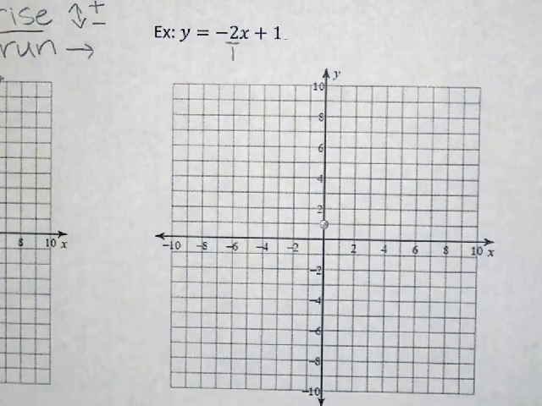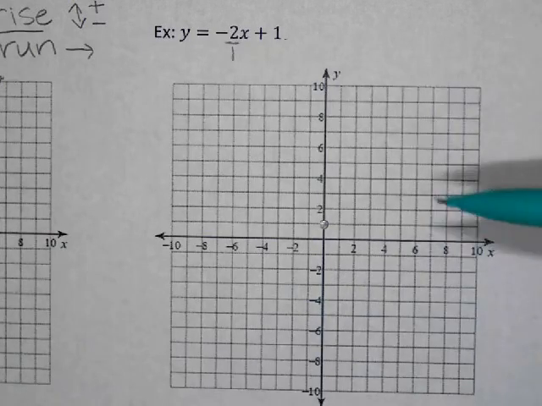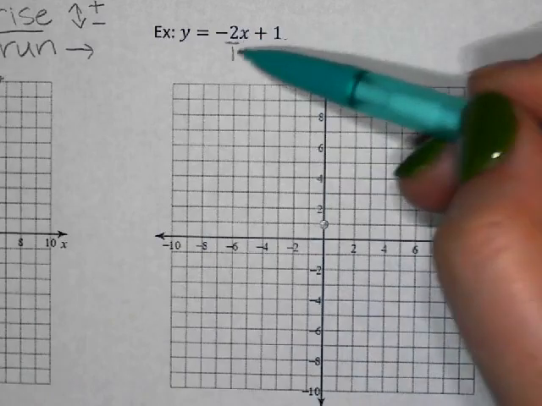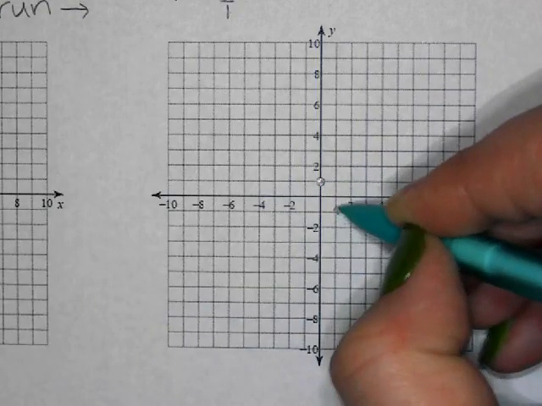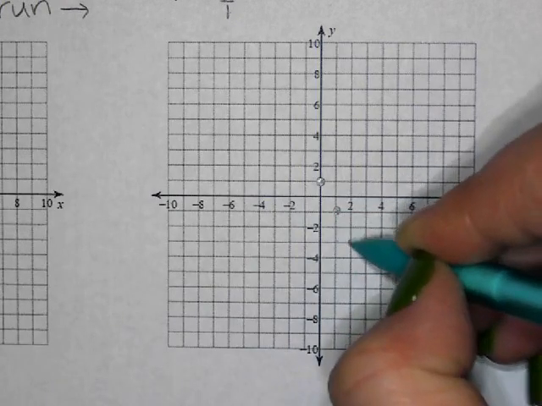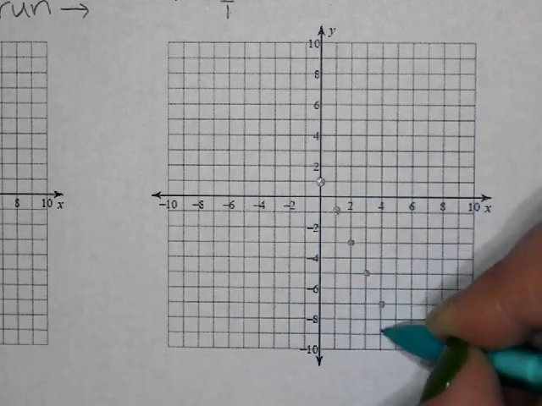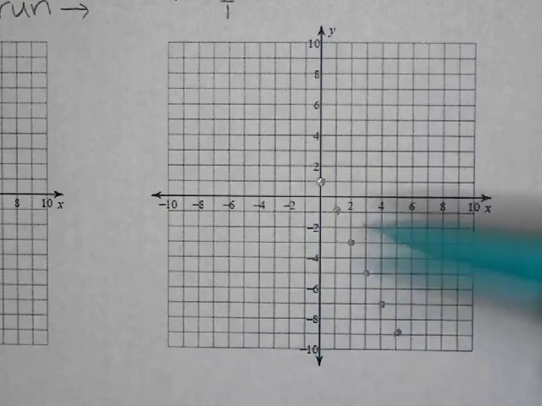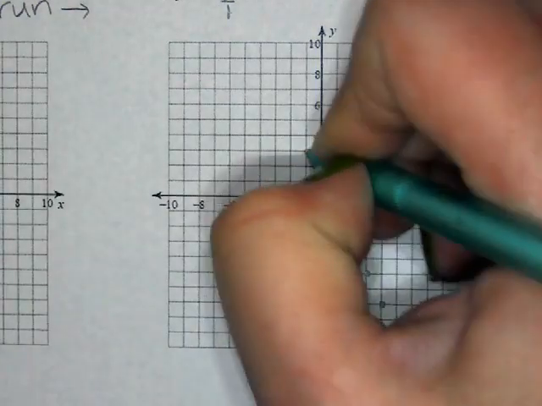So we're going to rise -2, which means we're going to go down 2, and then we're going to run 1. So we're going to go down 2, right 1, down 2, right 1, down 2, right 1. I'm going to do that till I run out of space. And then once I run out of space, I can do the opposite pattern. So the opposite pattern would be up 2, left 1.